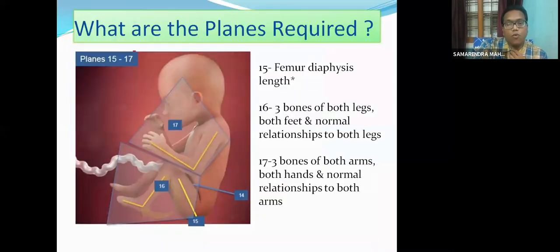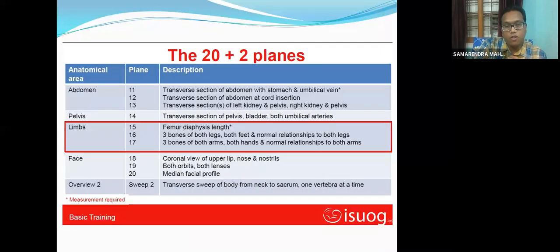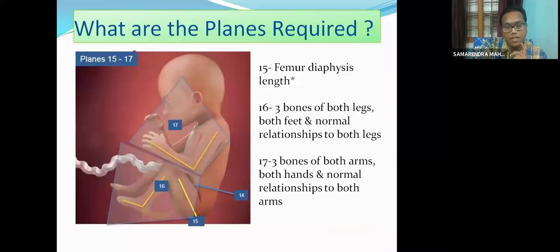So what are the planes that are required? In the 20 plus 2 plane approach, the limb examination is based on plane 15, plane 16, and plane 17. In plane 15, as you see, the femur diaphysis length is measured. In plane 16, the whole lower limb, the two lower limbs and all their segments and bones, and the feet, and the normal relationship between the leg and the foot should be examined. And in plane 17, both the arms, both the hands, and the normal relationship between the arm and the hand should be examined.